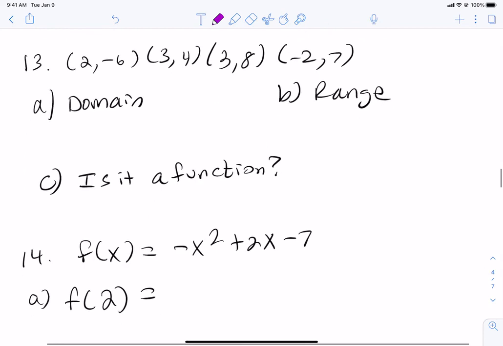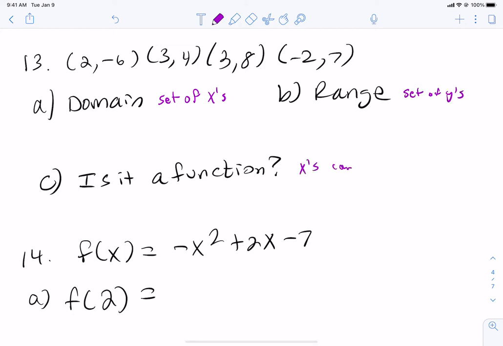Let's talk about domain and range and functions. The domain are the set of x's. If any of them repeat, don't worry about it. Just make the list. I tend to make the list least to greatest order, but just write down the list. The range are the set of y's. And if it's a function, the x's can't repeat. So those are just the rules.